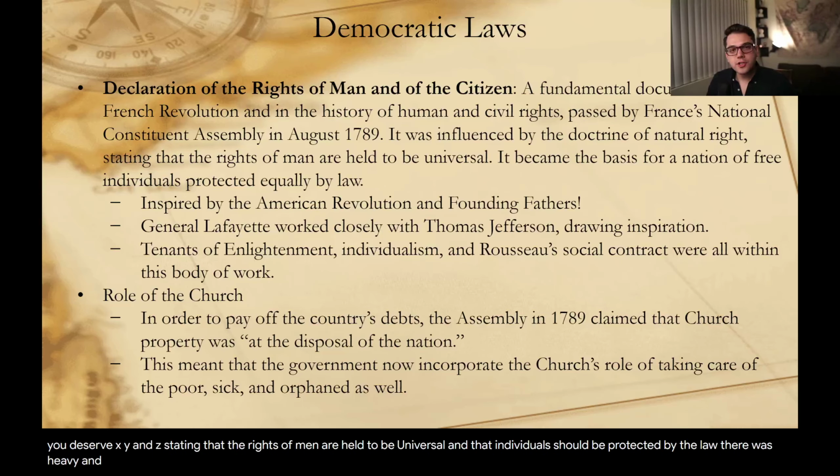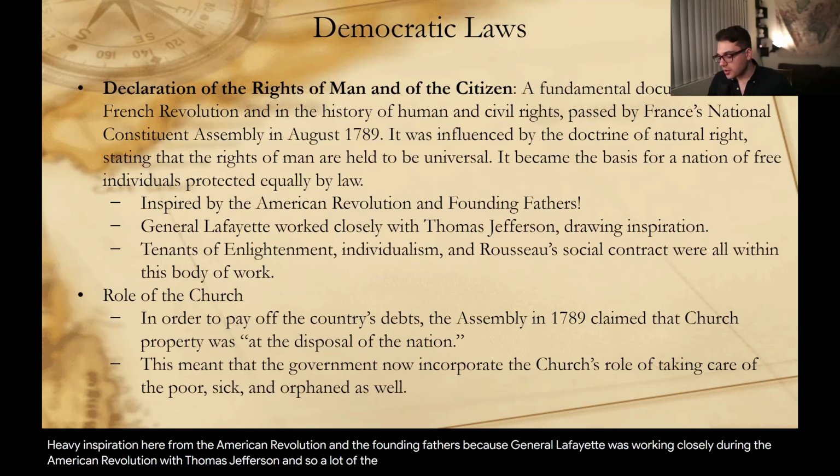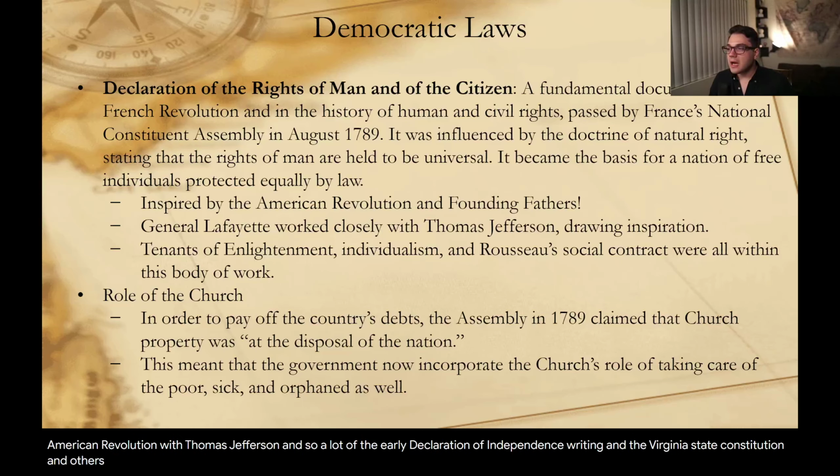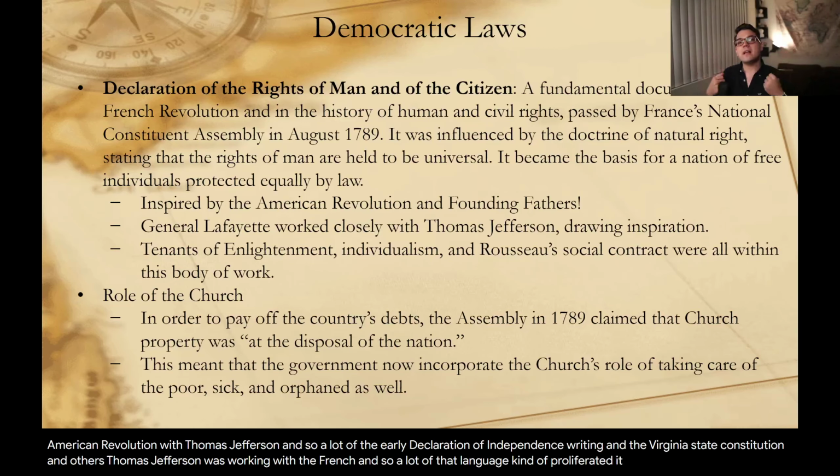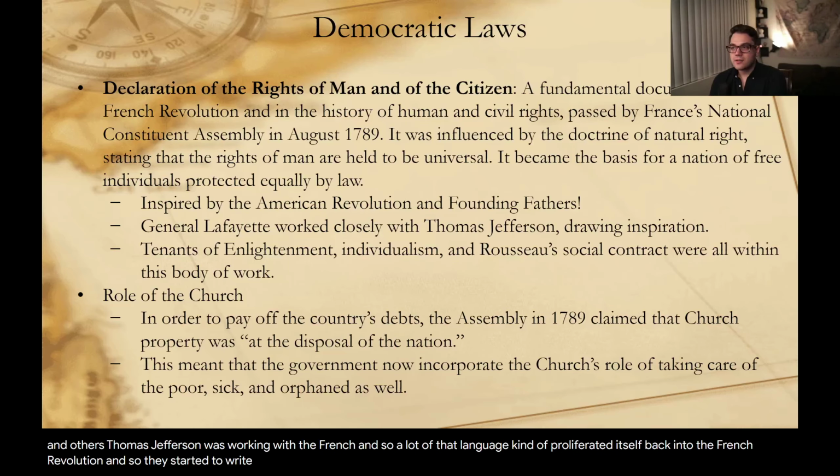There was heavy inspiration here from the American Revolution and the Founding Fathers, because General Lafayette was working closely during the American Revolution with Thomas Jefferson. And so a lot of the early Declaration of Independence writing and the Virginia State Constitution and others, Thomas Jefferson was working with the French, and so a lot of that language proliferated itself back into the French Revolution.